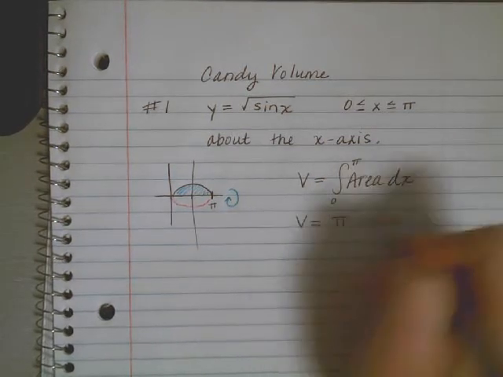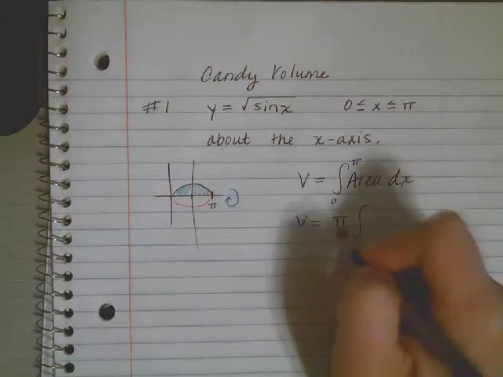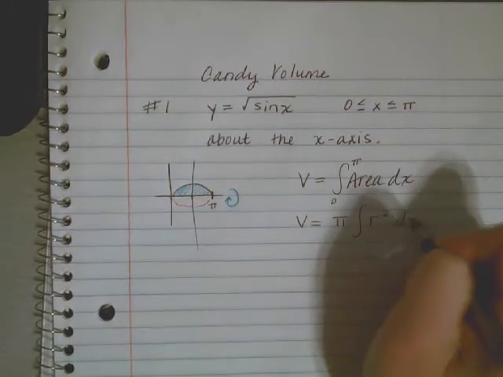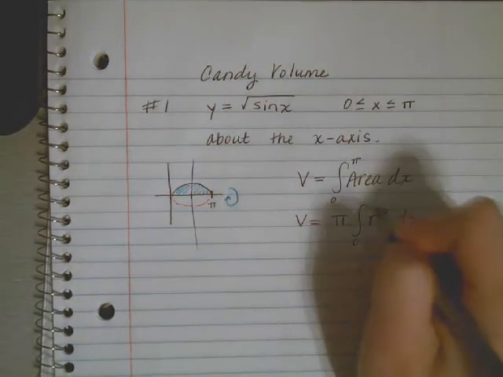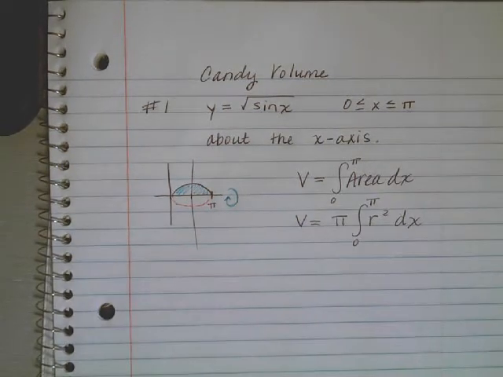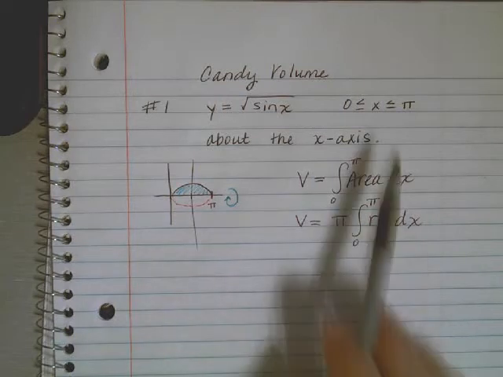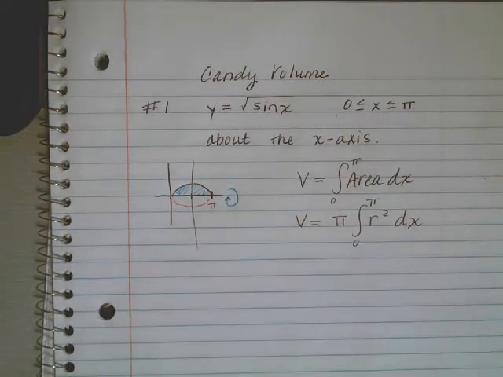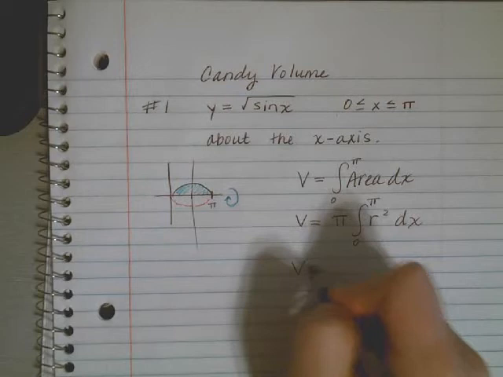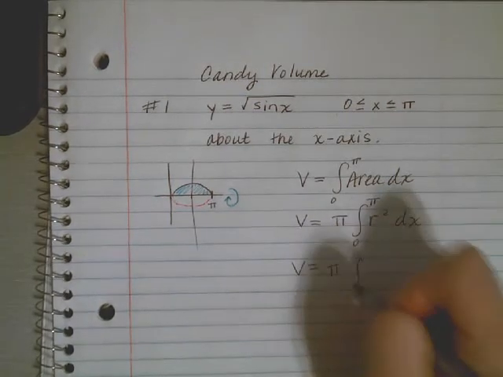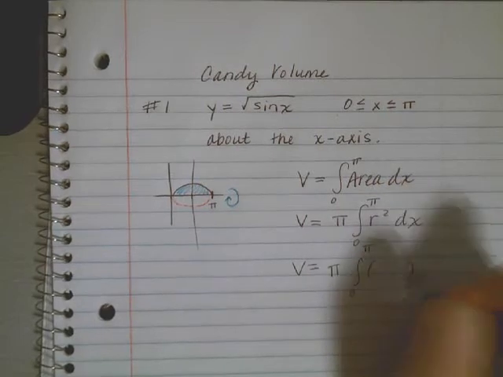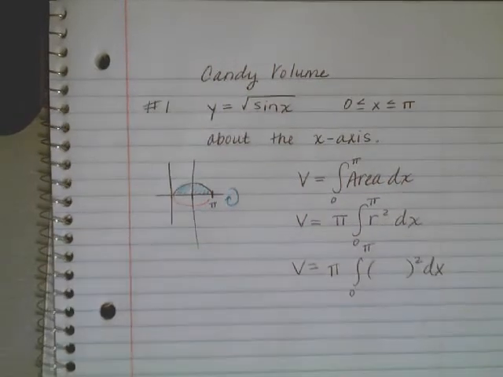So remember, volume turns into this. Well, actually, it's pi r squared, but we pull the pi out front since it's a constant. And I'm still going from 0 to pi, because they told me my bounds. So then, if I figure out what my radius is, it's going to be quantity squared, whatever that is.